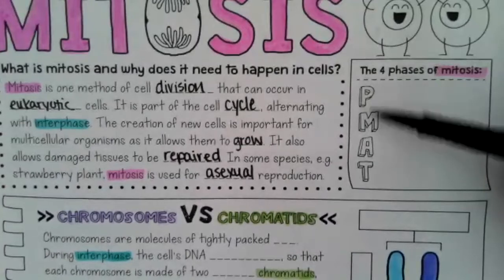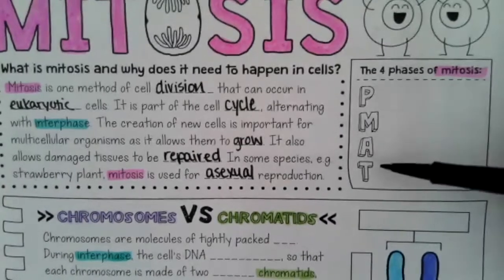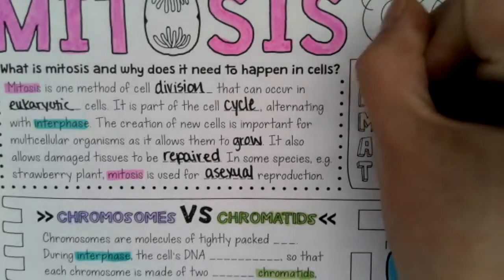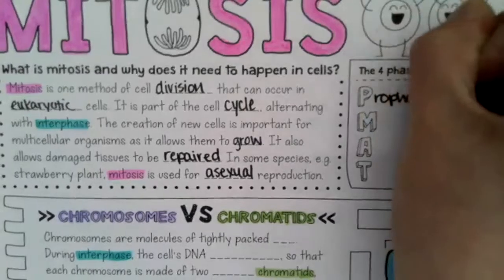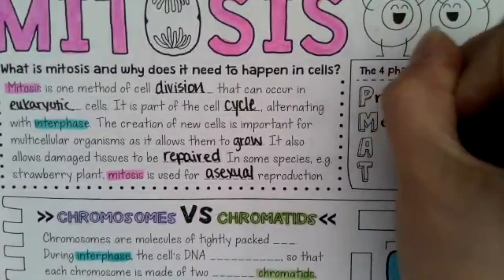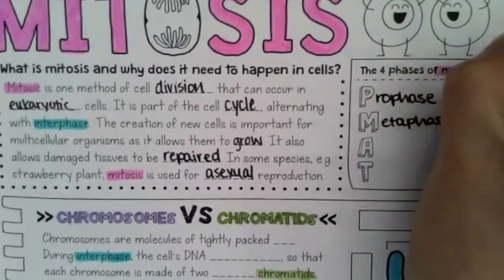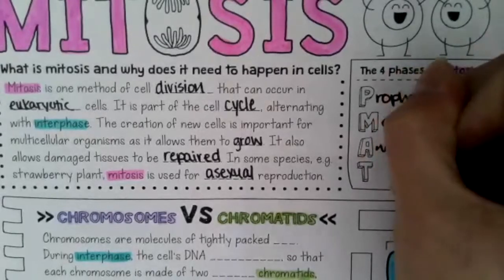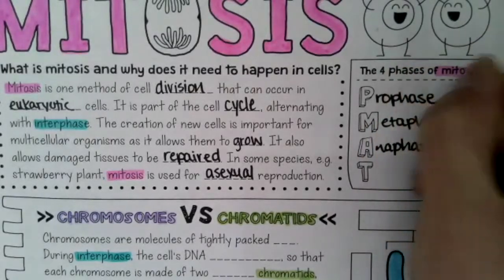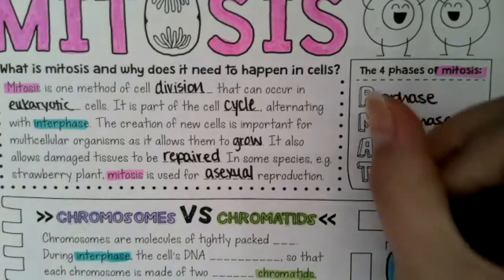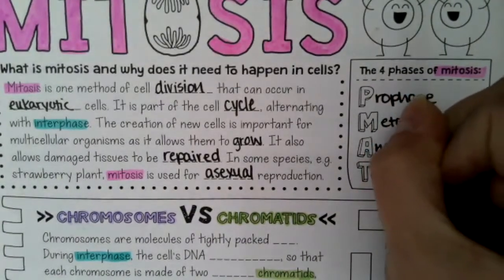Basically all those phases can be reduced down to something we refer to as PMAT. P stands for prophase. M stands for metaphase. A will stand for anaphase, and T is going to stand for something we call telophase.